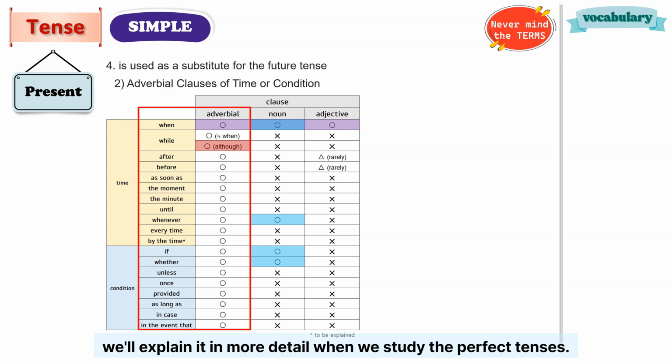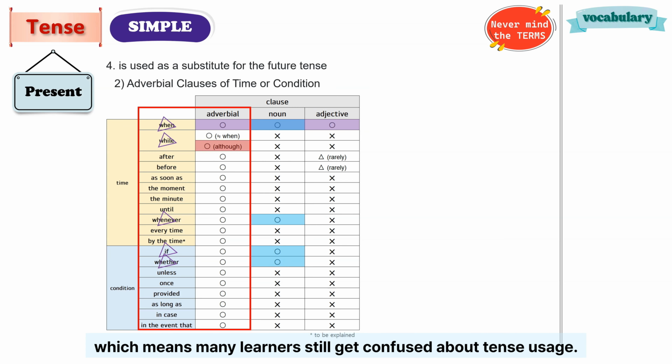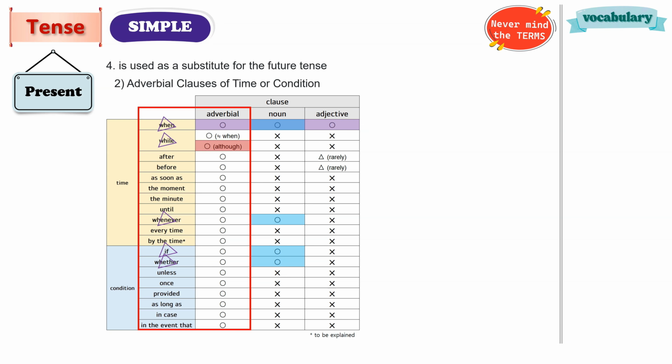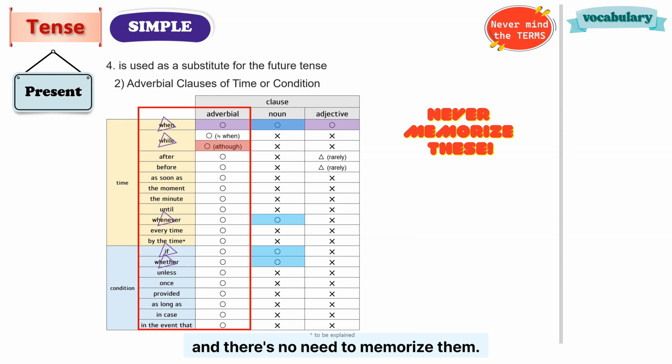To sum up, all the other time and condition conjunctions introduce clauses whose position can be changed, like adverbial clauses. However, the four conjunctions marked with a triangle require special attention because the clauses they introduce can sometimes switch positions with the main clause and sometimes not. Along with while, which has two meanings, these five conjunctions appear frequently on exams, which means many learners still get confused about tense usage. You don't need to know the grammatical terms, and there's no need to memorize them.